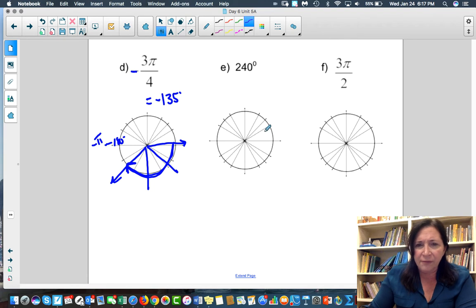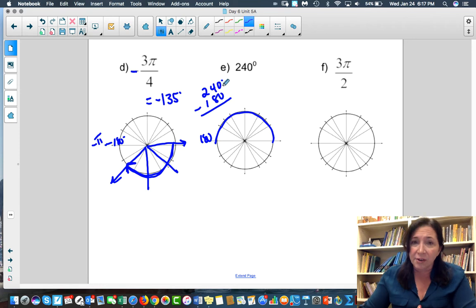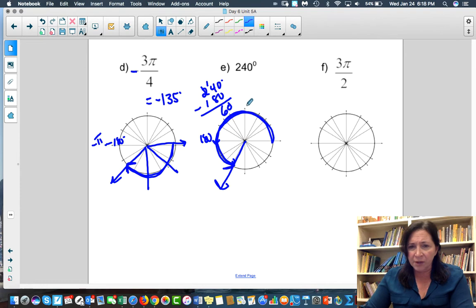240 degrees for this one. Think about this. This is 180 degrees. 180 degrees stops here. Now, what's 240 subtract 180 degrees? So how much more do I need to travel? You would subtract, borrow, and you get 60 degrees. So we're going around this 180 degrees plus another 60 degrees. Okay, plus another 60. So from here, going around this way, is 240 degrees positive.